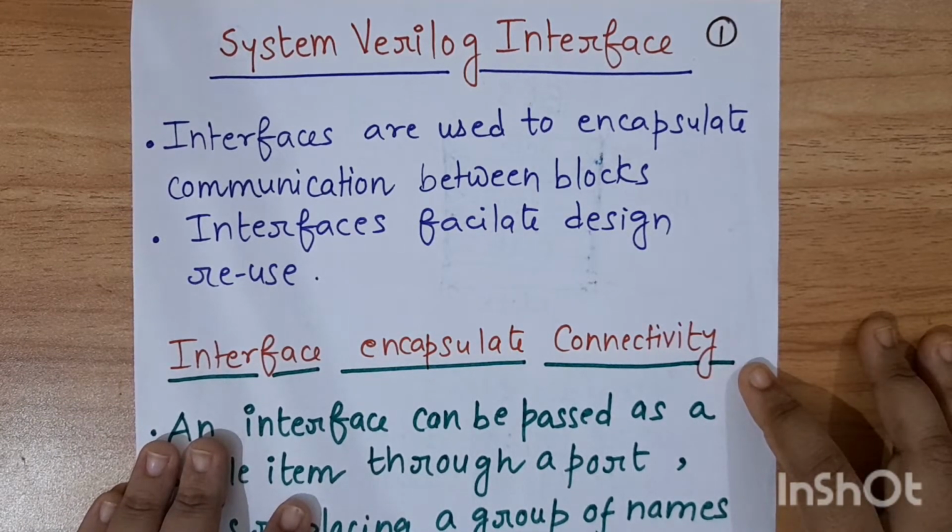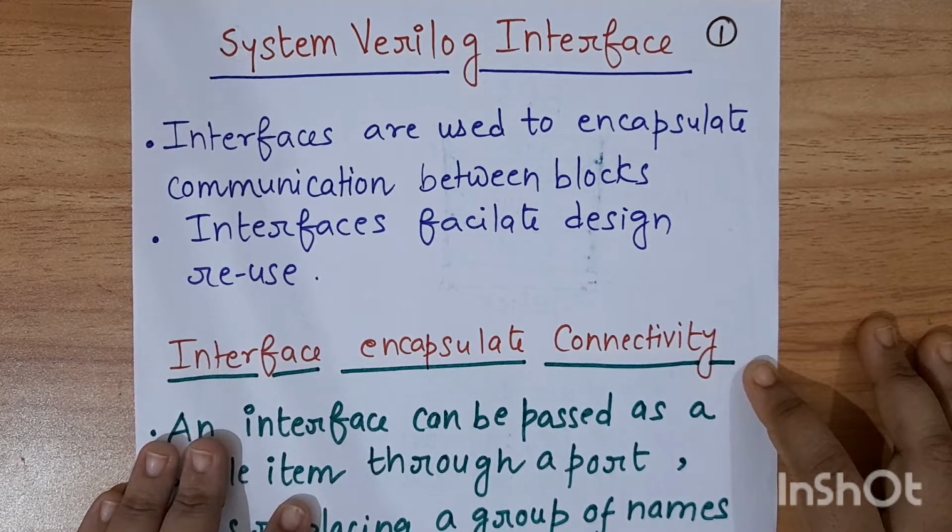Today I am going to discuss the SystemVerilog interface. We know in Verilog the communication between blocks takes place through the ports. We have input port, output port, in-out port, so we have many signals. When we have many IPs interacting with each other, we have to make the connections between the IPs manually. That is a very rigorous job.